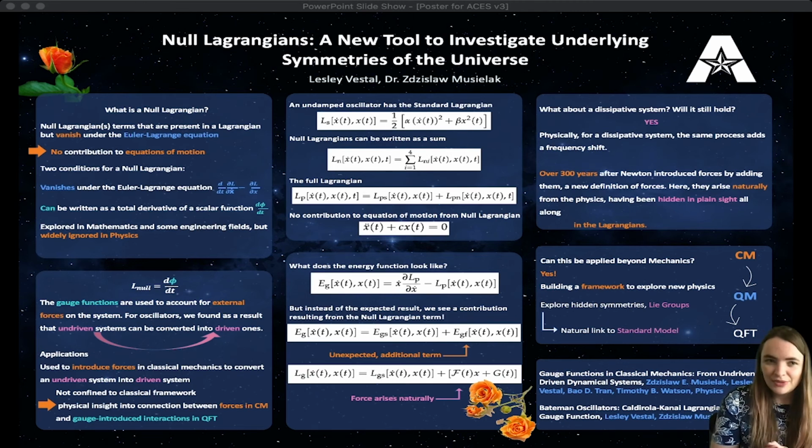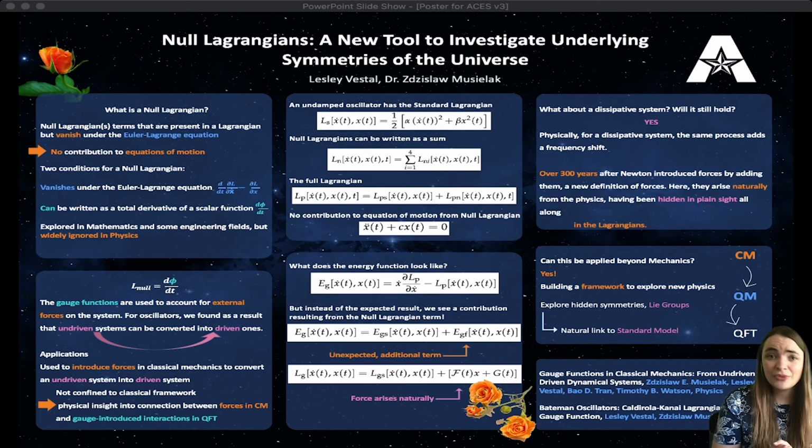One more thing about the Null Lagrangian is that you can find the gauge function. So we call this thing the gauge function, and it's related such that if you take the total derivative of the gauge function, it's going to spit out the Null Lagrangian. And that's shown in the second box. And I'm going to tell you why those are so interesting, especially the Null Lagrangians, but they are interconnected.